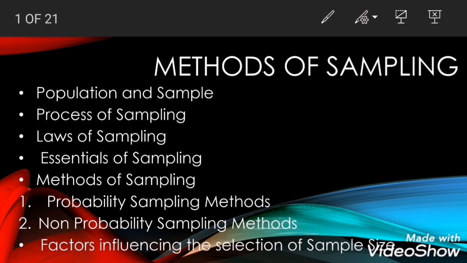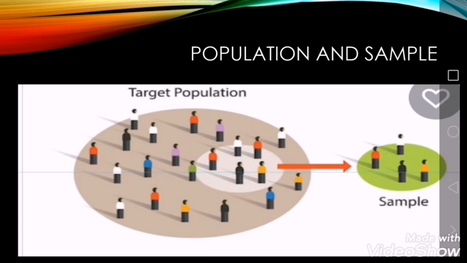In this video, we are going to see the concept of population and sample, the process of sampling, the two major laws of sampling, essentials of sampling, methods of sampling, and the factors influencing the selection of sample size. Let us discuss the concepts of population and sample.